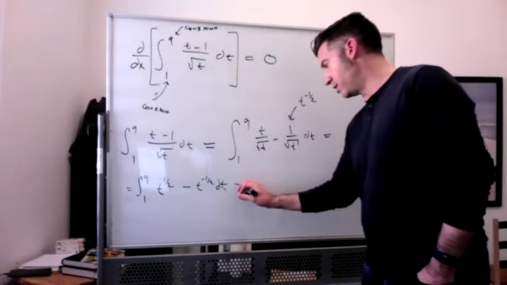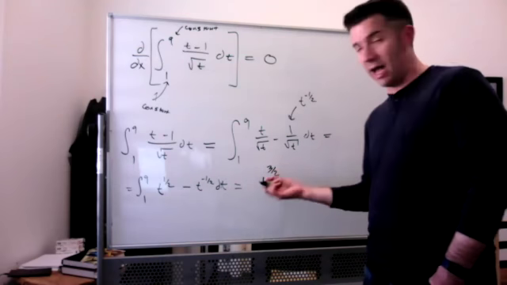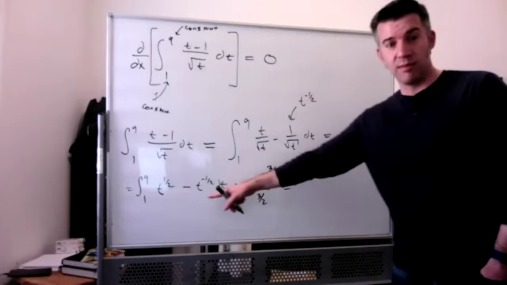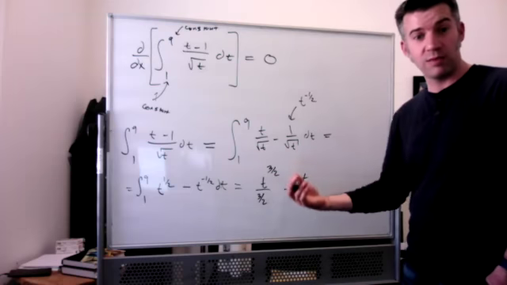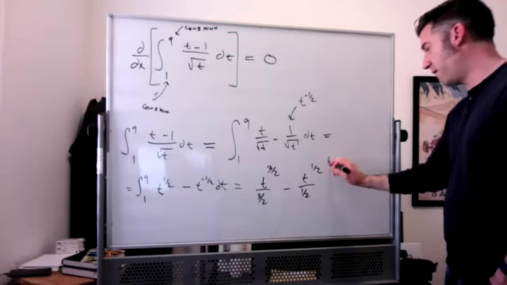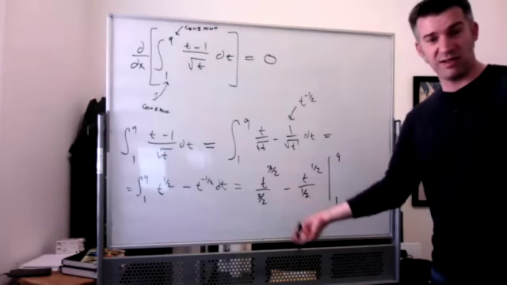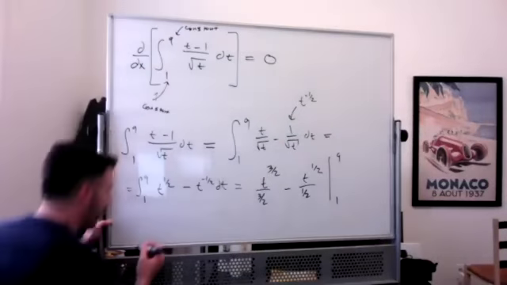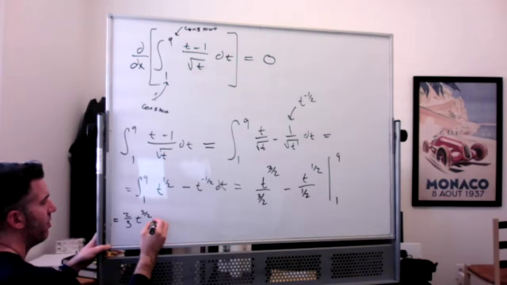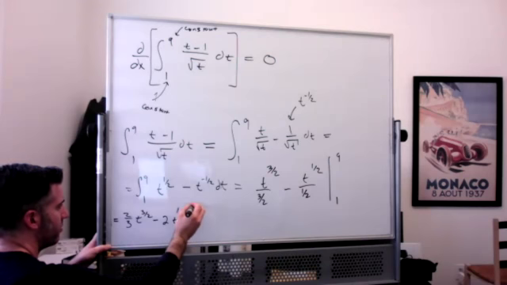So the antiderivative of t to the 1/2 is t to the 3/2. We add 1 to the power and then divide by the new power. Minus, same deal here. Negative 1/2 plus 1 is positive 1/2, divided by the new power. And then we're evaluating from 1 to 9. Before we evaluate, I would simplify this expression a little bit. I would write this as 2/3 t to the 3/2 minus 2 t to the 1/2, from 1 to 9.